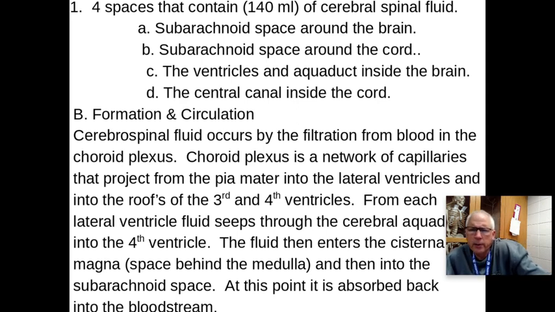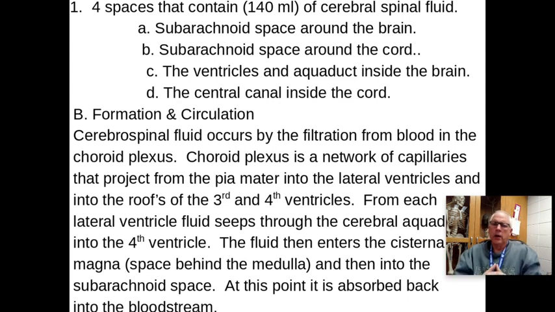There's only about 140 mils of cerebral spinal fluid, which sounds like a lot. It's not, because it's going all the way around the inside and outside of your brain, all the way down your spinal cord. So it has to travel a pretty big distance around the body. There's two spaces around the brain. We call them subarachnoid, and around the cord. They're between the arachnoid and the brain. And then there's ventricles and aqueducts that we'll talk about. And then down the spinal cord, there's what we call a central canal.